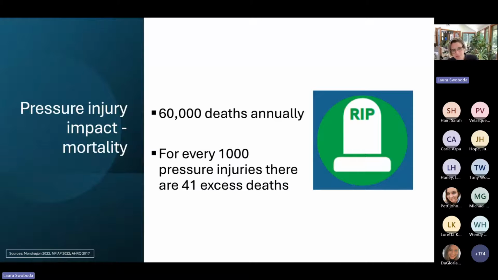Pressure injuries are associated, and these are just US statistics, with 60,000 deaths annually, which is huge. A lot of people don't consider that, but a lot of times this will eventually lead to death or contribute to it. For every 1,000 pressure injuries, there are 41 excess deaths.